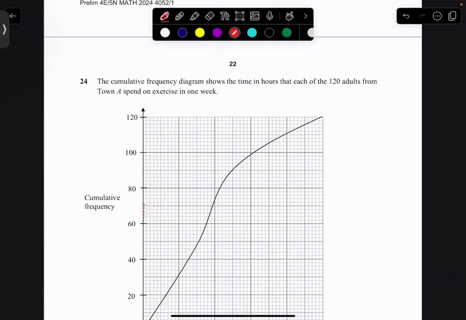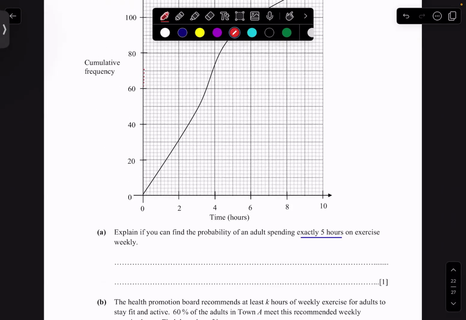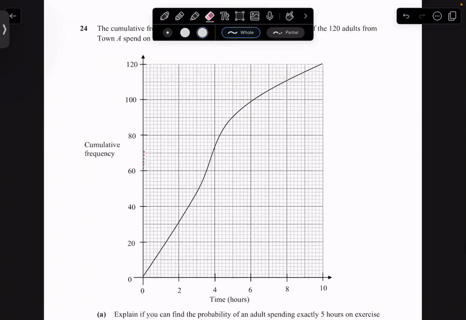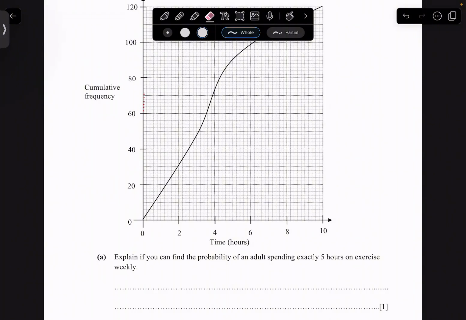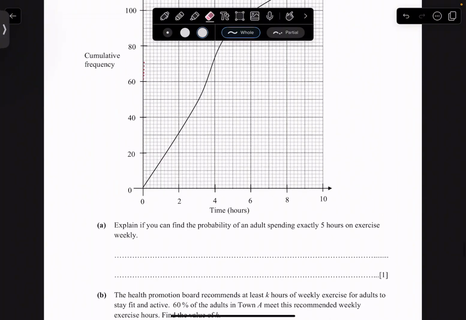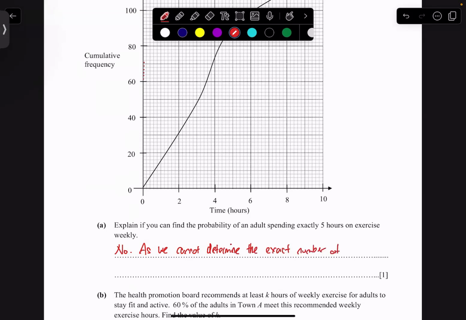Question 24. The cumulative frequency diagram shows the time in hours that each of the 120 adults from a county spends on exercise in 1 week. Explain why you cannot find the probability of spending exactly 5 hours of exercise weekly. So we can't, because it's cumulative frequency. So no, we cannot determine the number of adults that spend exactly 5 hours exercising.